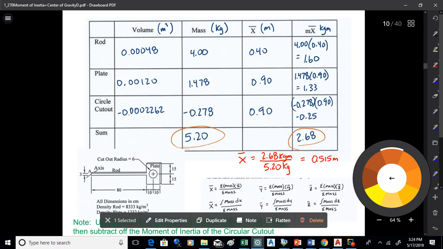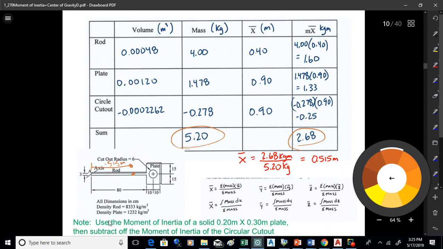That's the balance point of the object. It's right about there. I always like to plot these up and have a look. That looks about right to me. That's 0.515 meters over. If I tried to balance that object, that's about where it would balance. That looks about right. Okay. So there you go. So that tells me where the center of mass is for that thing.